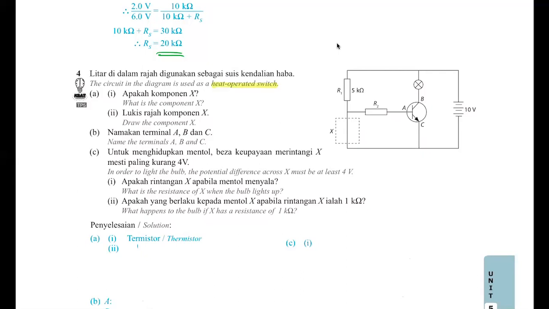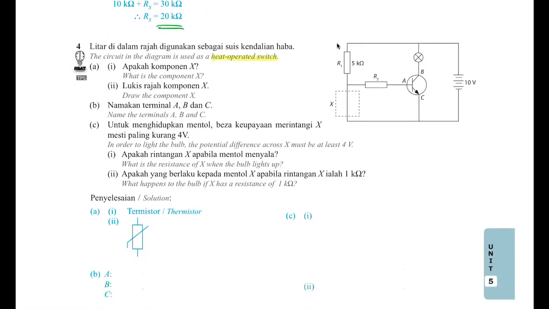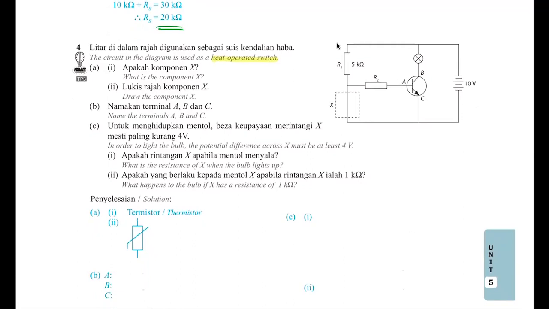Okay, next. Question number 2. Draw the component X. So the thermistor, it should be drawn like this, okay? This one is drawn vertically lah. Yeah, you can also draw it horizontally. Okay, next. Name the terminals A, B, and C. A apa, B apa, C apa. What is A? Parts of a transistor. So A is base.